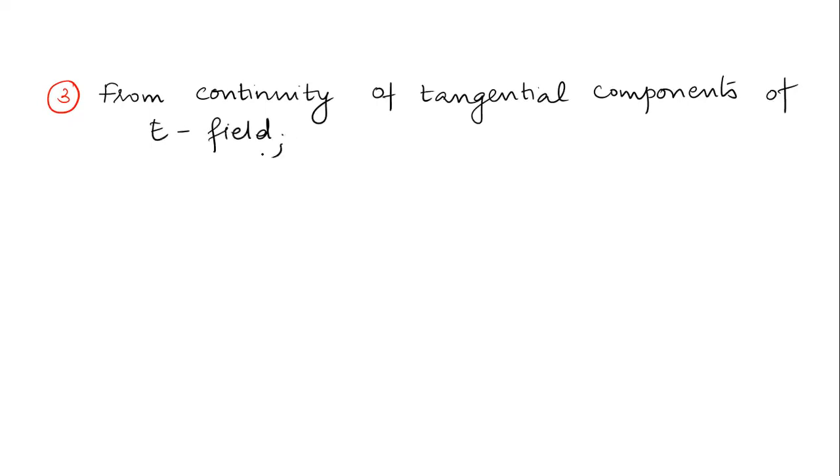So you can say from continuity equation, or you can say continuity of tangential components of electric field, or you can say that, we know that. And if you don't get anything, then just write we know that. Okay. Then write here EI cos theta 1 minus ER cos theta 1 is equal to ET cos theta 2.